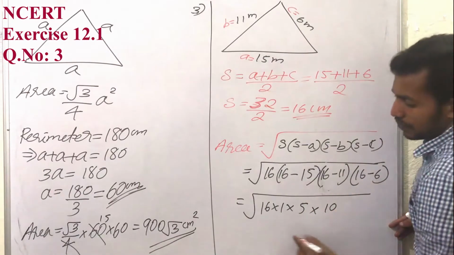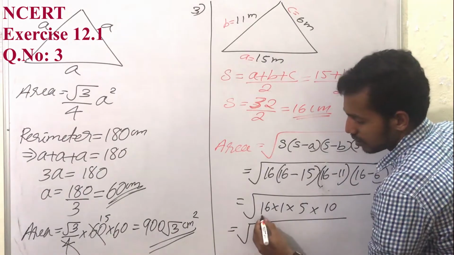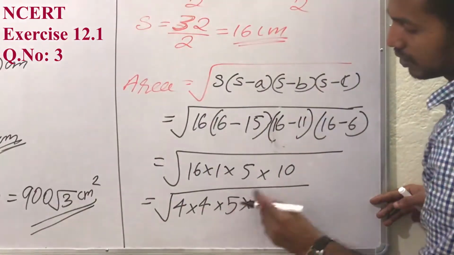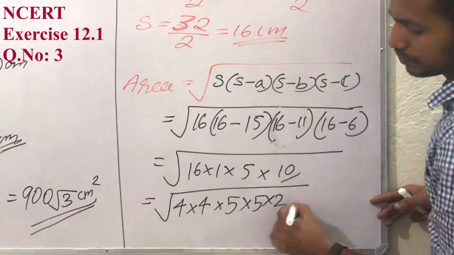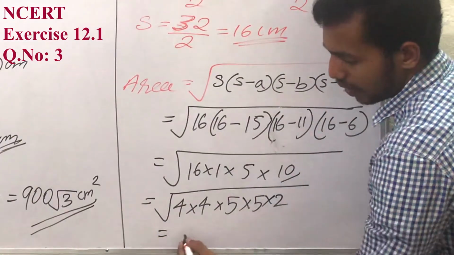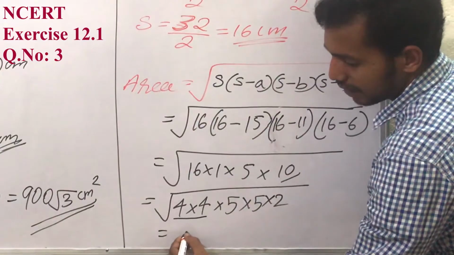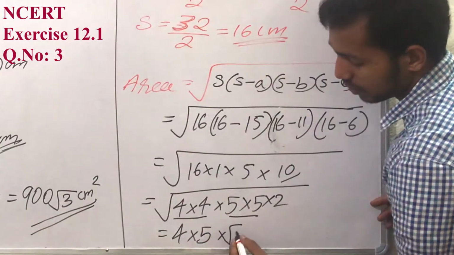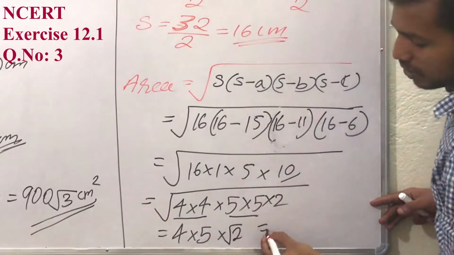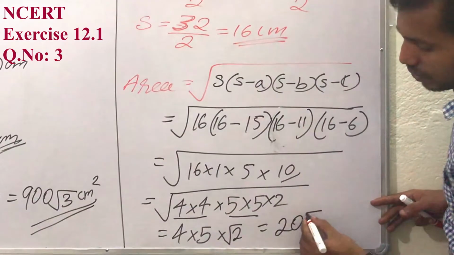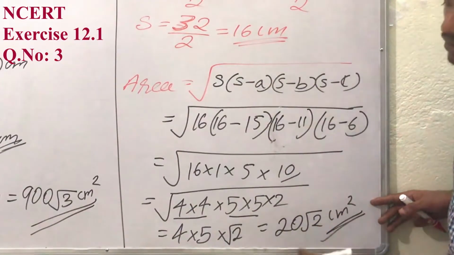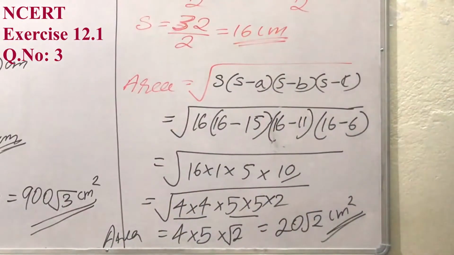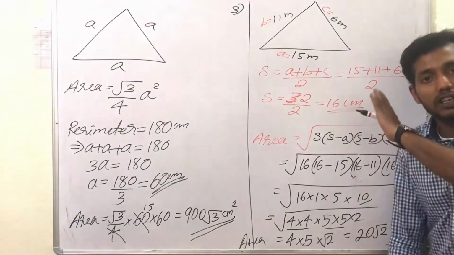We can factorize here itself. 16 is 4 into 4 into 1, no need to write, and 5 into 10 we can write as 5 into 5 into 2. From a pair of 4 we can take a 4, from a pair of 5 we can take a 5, and only one root 2 is there. So we can write it as root 2, which is equal to 4 into 5, 20 root 2 centimeter square. Okay, so this is the area of the given portion.